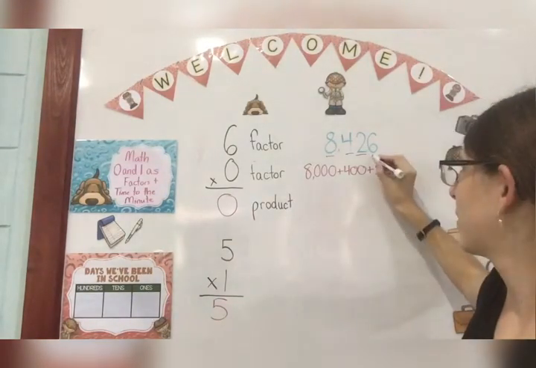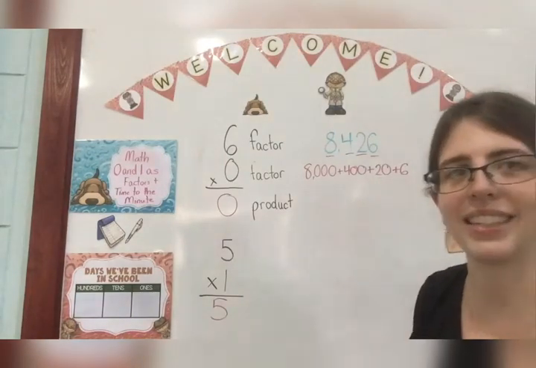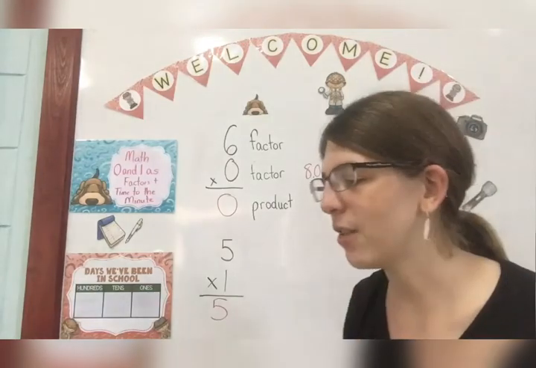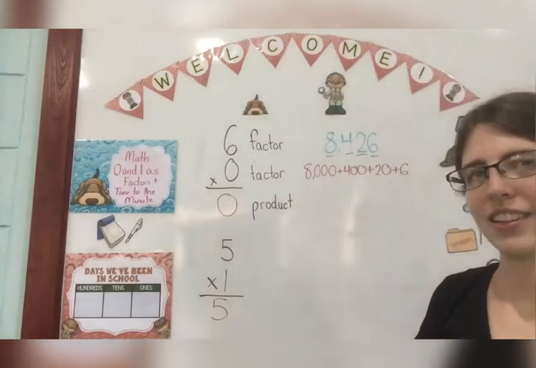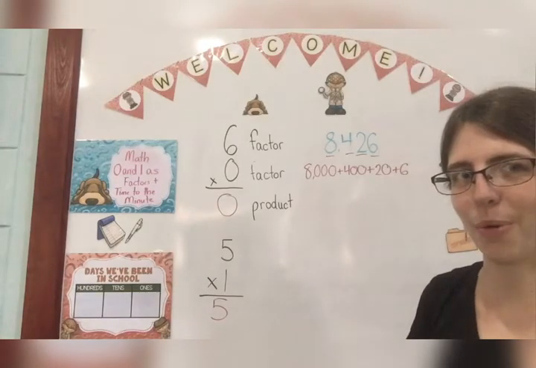And your last number, 6. It has a value of 6 because it's in the ones place. So that's how you write an expanded notation. So that's letter A, number 7. Now try letter B on your own for your homework.